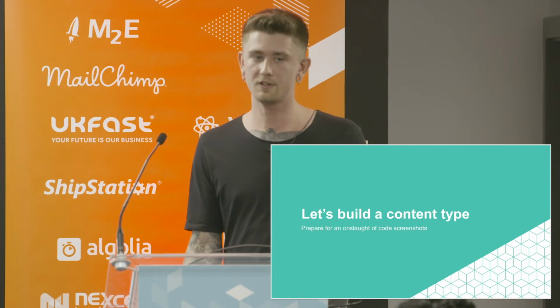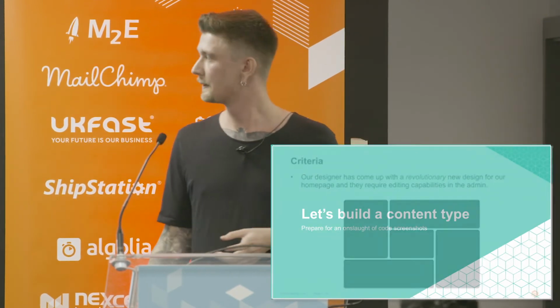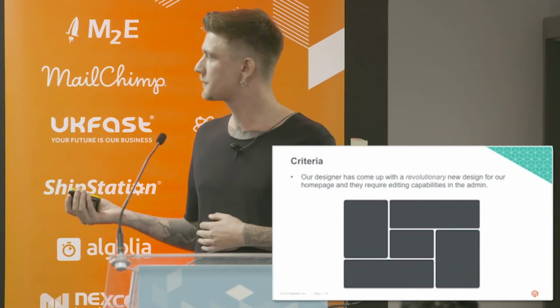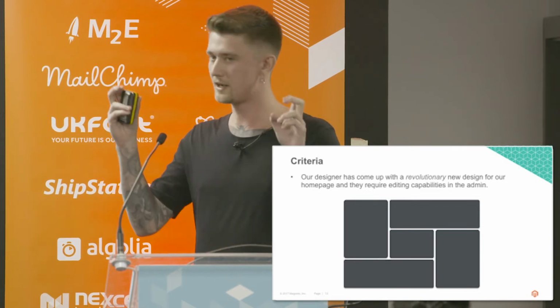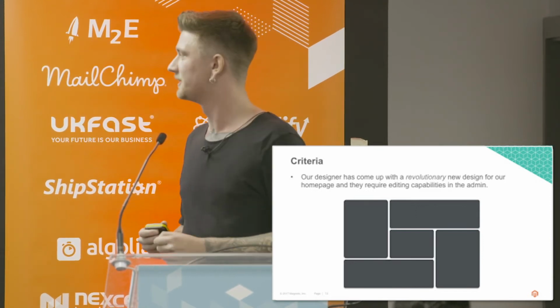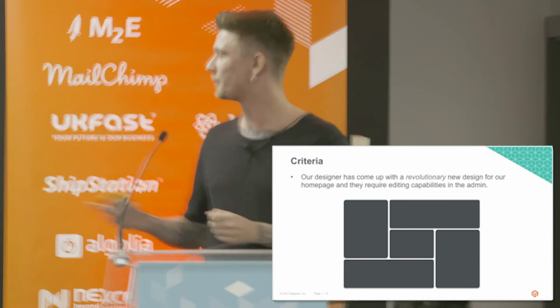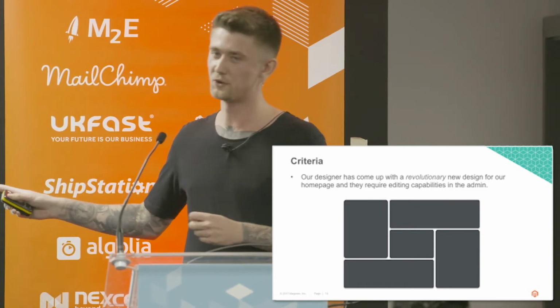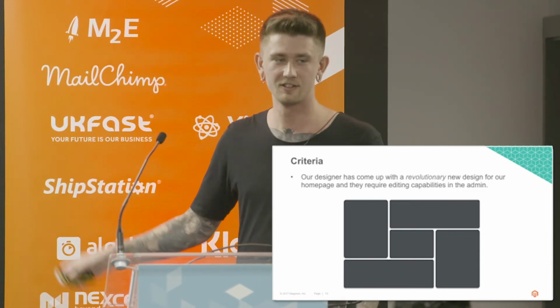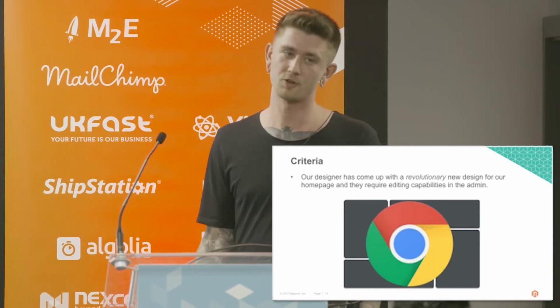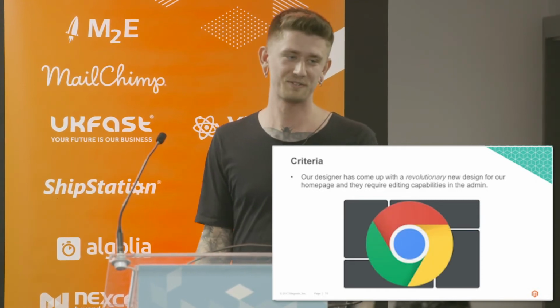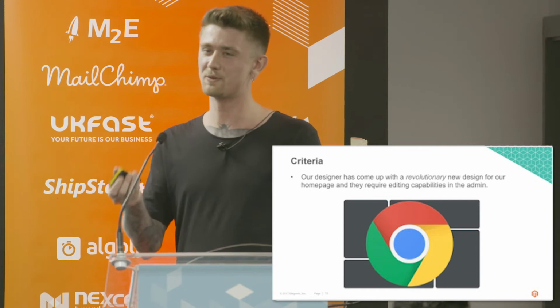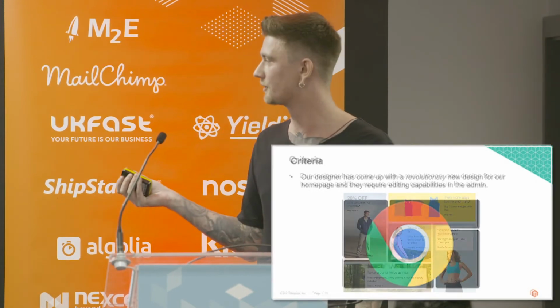So let's put this into play and let's build a content type. Let's pretend your designer has come up with a revolutionary new design. I feel like someone at some point has been given a sketch file or a Photoshop with some weird grid like this. To me, this reminds me of a squashed Chrome logo. Nice call out for you there. But it also reminds me more of something that should be familiar to a lot of you.